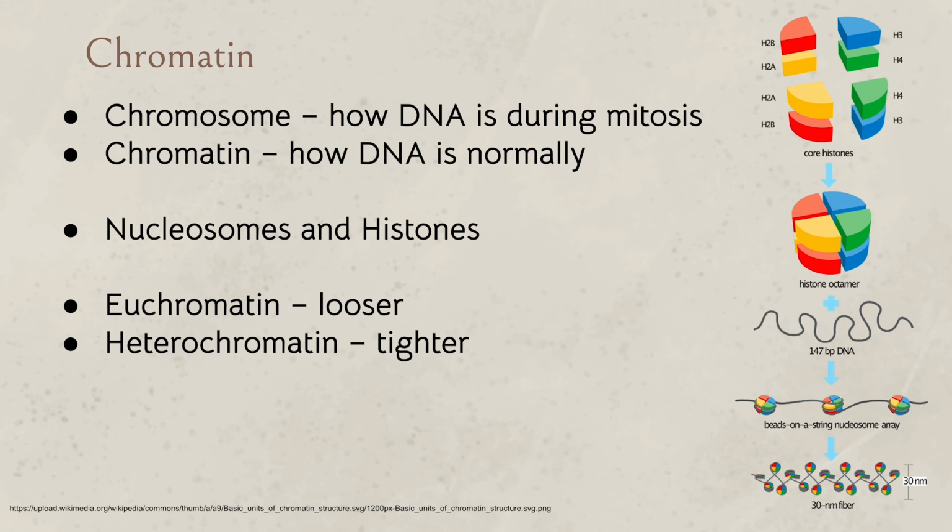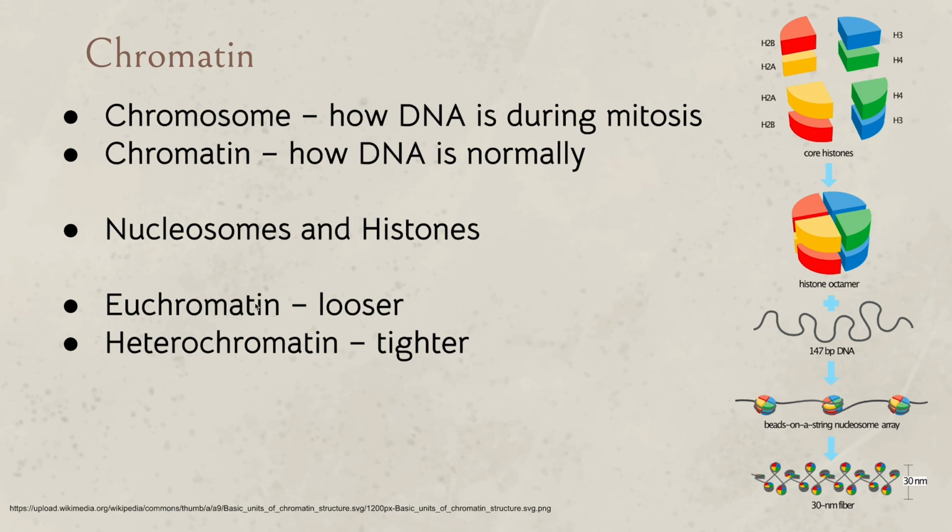DNA is actually stored in a way that looks kind of like beads on a string. There are these proteins called histones, represented here with these little quarter cylinders, and 8 of these histones come together to make something called a nucleosome, also called a histone octamer. DNA wraps around these histones, and then we get this thing that looks like beads on a string.